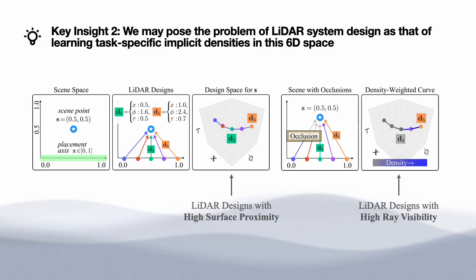Extending this idea to physically grounded scenes, we know that LiDARs must also have high ray visibility. That is, the ray from LiDAR measurement origin to its observed scene point must be unobstructed, for example from self or scene occlusions. Ideally, for a given scene or task, we have a way of choosing LiDAR measurements and designs which are both high in surface proximity and high in ray visibility.